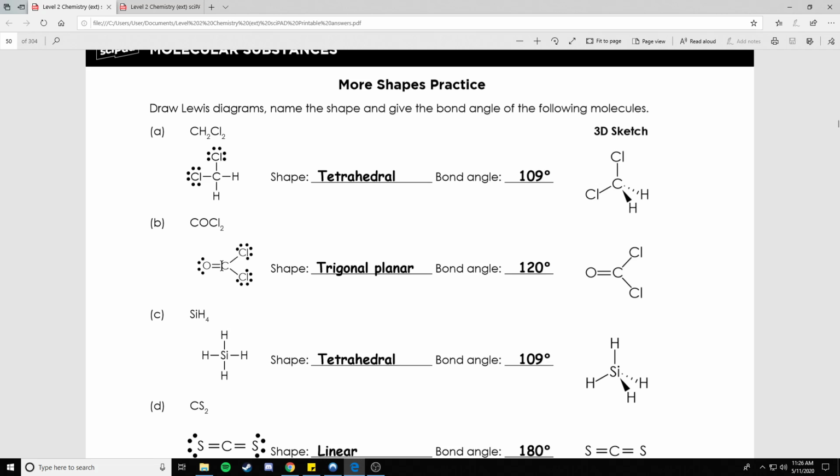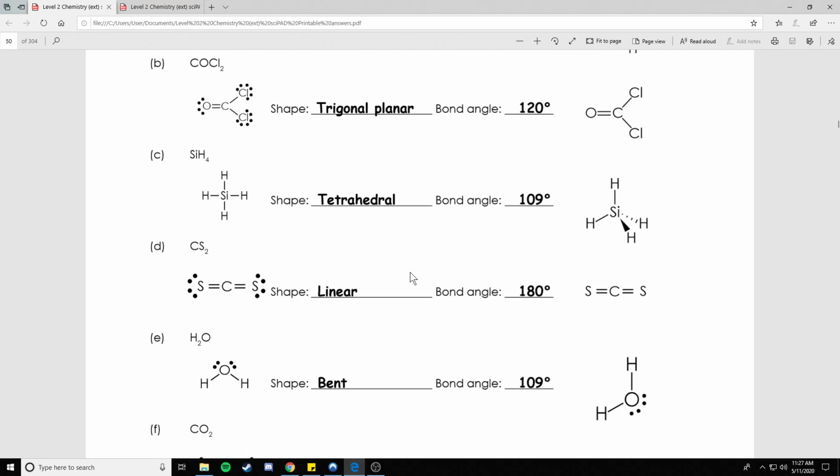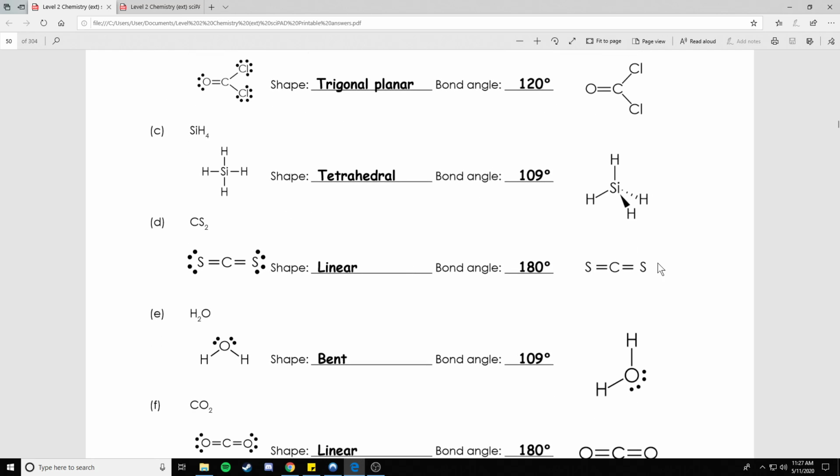Let's go down here. COCl2, we've got 1, 2, 3 regions of electron density. Remember, the double bond only counts as 1 region, meaning our bond angle is 120 degrees, and we can just draw the shape like this. It's completely flat, so we can just draw the shape like this. It's trigonal planar. Linear molecules we can just draw like this, since they're not actually 3D, they're just flat again.